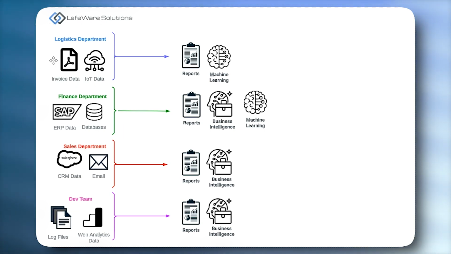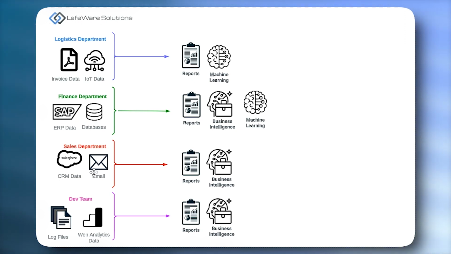And obviously each one was storing data in their own way. So like, again, logistics, they had a bunch of invoice data that was just in a file system on a server somewhere. They're producing a bunch of IoT data, which I believe went to some kind of NoSQL database. Finance department, they had an ERP system, which I believe was SAP. And they were mostly using relational databases.